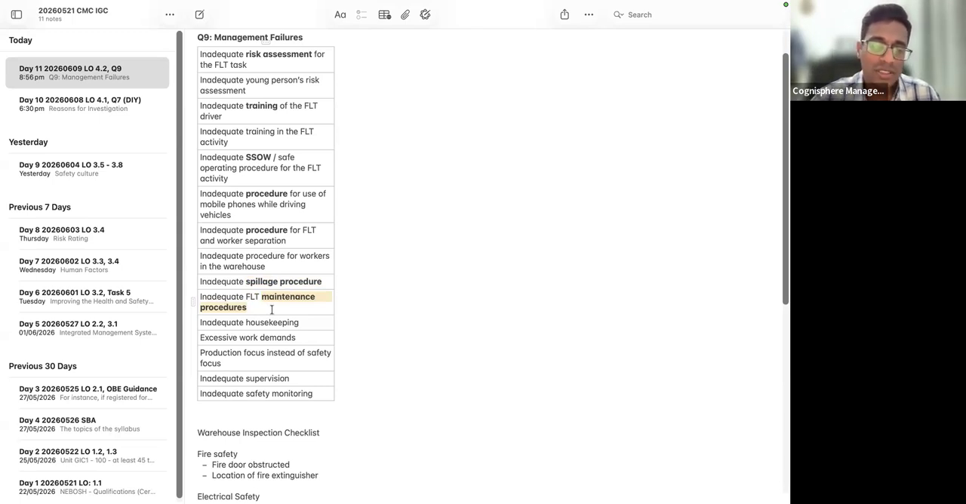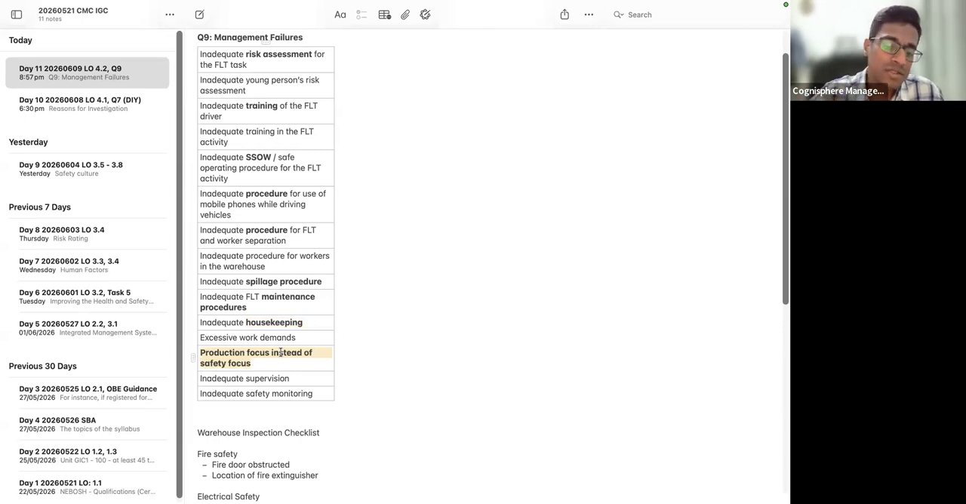So there is no procedure to tell that the forklift truck should undergo maintenance every 6 months. It is nowhere defined. And then inadequate housekeeping, excessive work demands, production focus instead of safety focus. So here this organization is prioritizing production and safety is not prioritized.